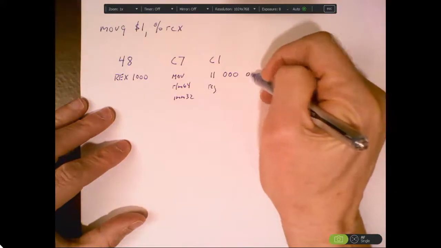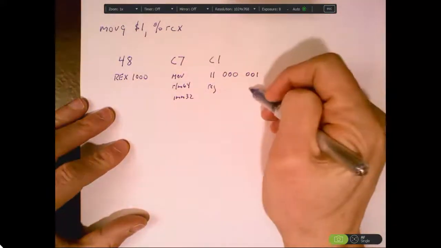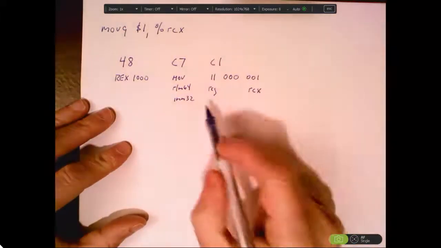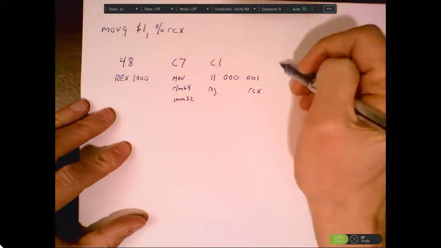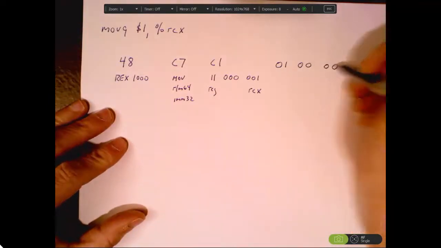And the bottom 3 bits specify this register, right? So 001 is RCX. And then the immediate constant, I've chosen to use a 32-bit constant. It will be in little endian form, 01, 00, 00, 00.